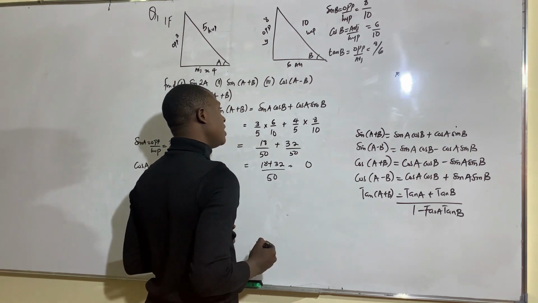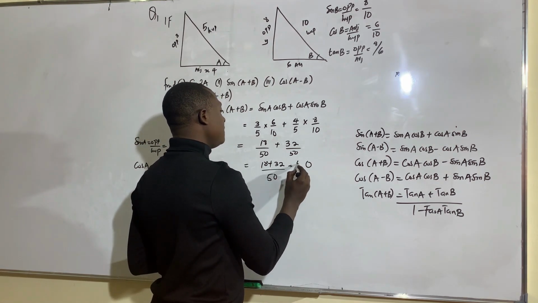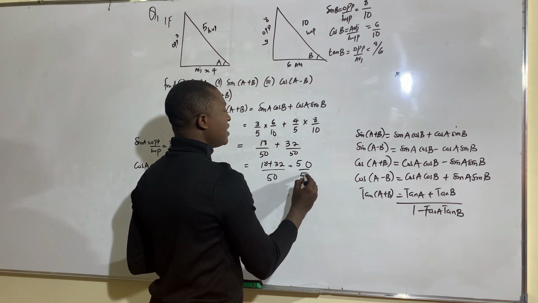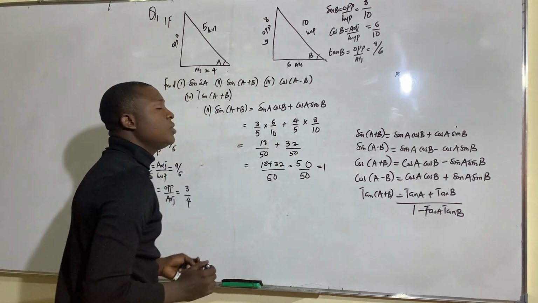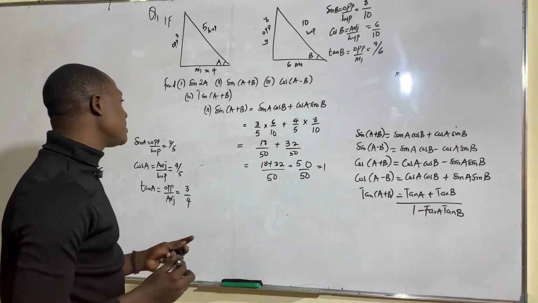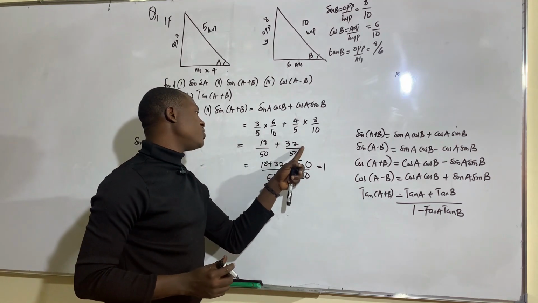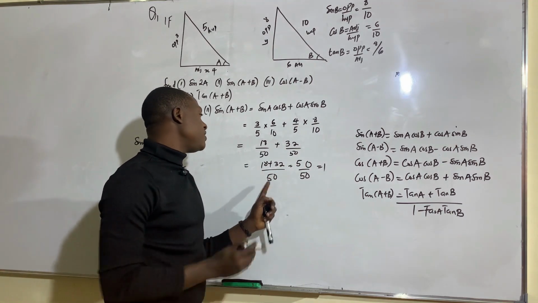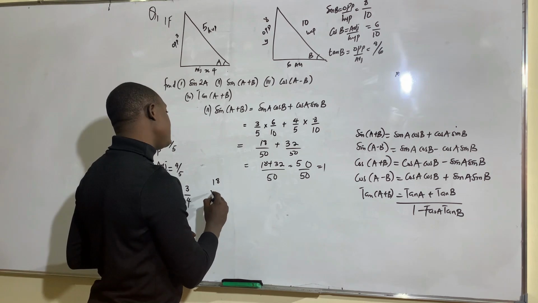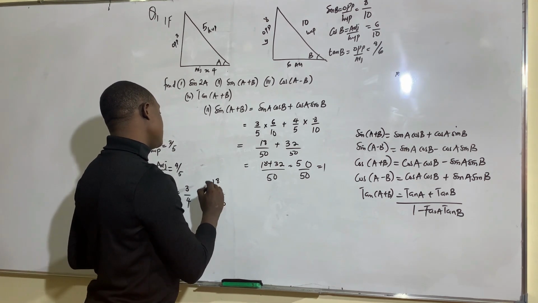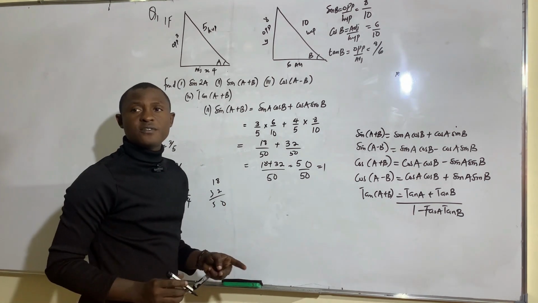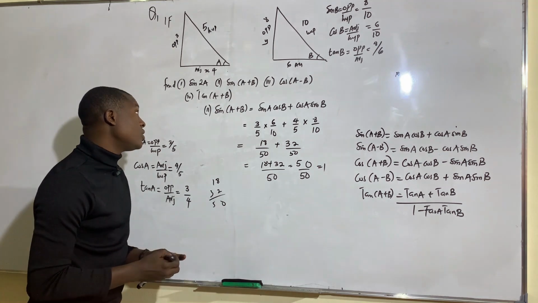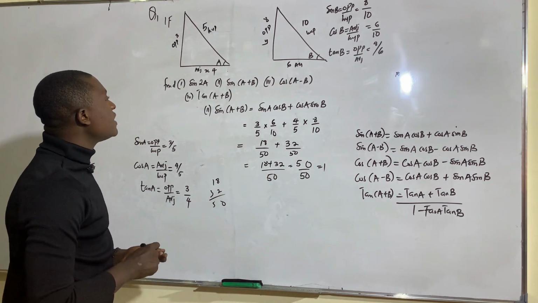That's going to be 50 over 50, and luckily for us we have 1, right? Because if you add 18 plus 32, we are going to have 50. Then if you have 50 over 50, of course, we are going to have 1. Now let's check the next question.